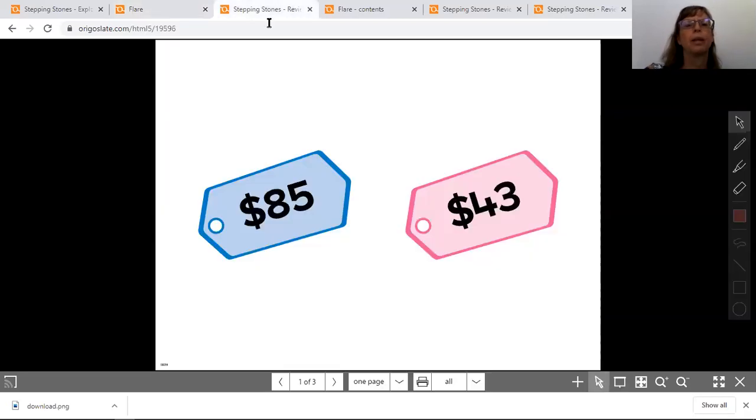Okay, let's have a look at these numbers. We have got $85 and $43, and we want to take one away from the other. So we take the smallest one away from the bigger one, and I'm just going to go through that quickly. 85, we would take away our 3 first. 80, so 5 minus 3 is 2, and 8 minus 4 is 4. So the answer would be 42.